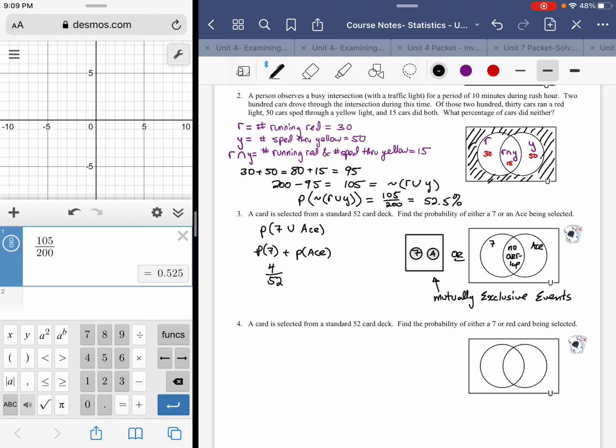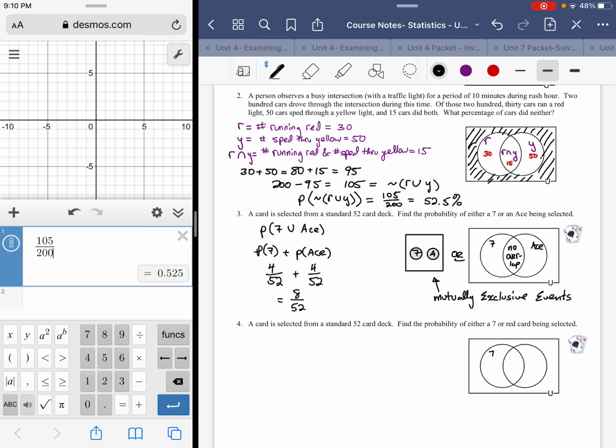All right, so there's 4 cards in the deck that are 7s. There are 4 cards in the deck that are aces. Add them together, that's a total of 8 cards in the deck that are either.